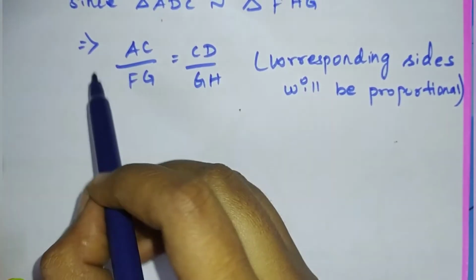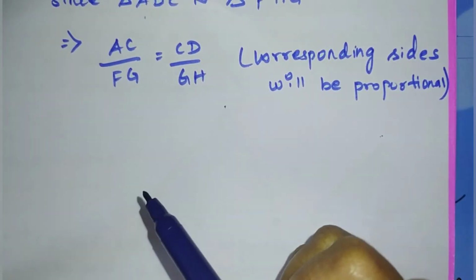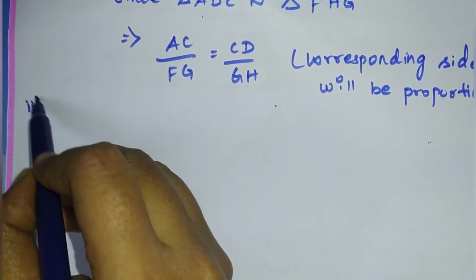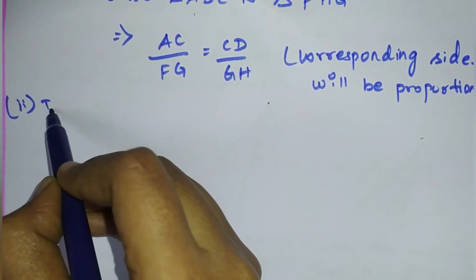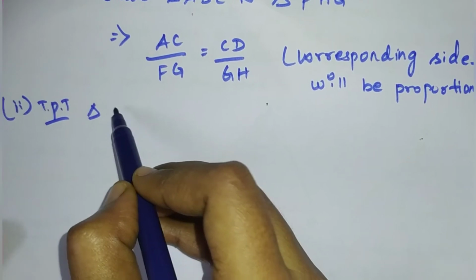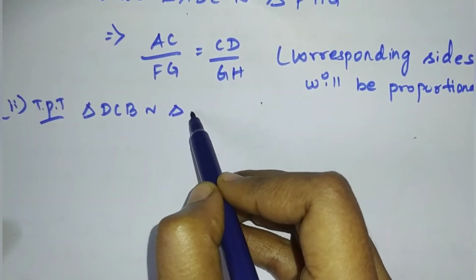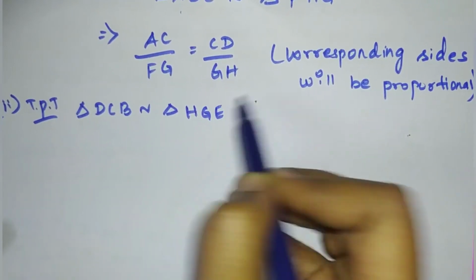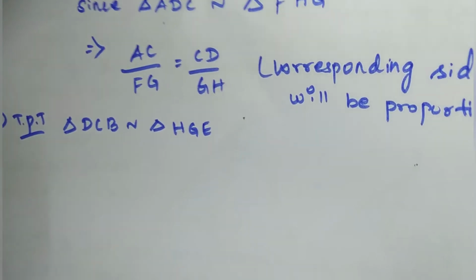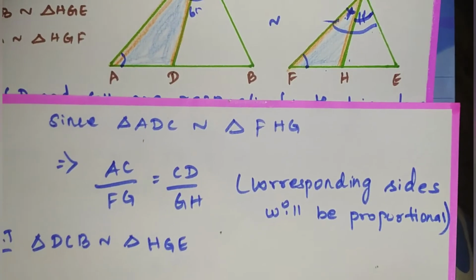So if proved that AC divided by FG is equal to CD divided by GH. Clear? And then second one, what we have to prove? To prove that triangle DCB is similar to the triangle HGE. Now you have to prove that the two triangles are similar. How we can prove that the two triangles are similar?